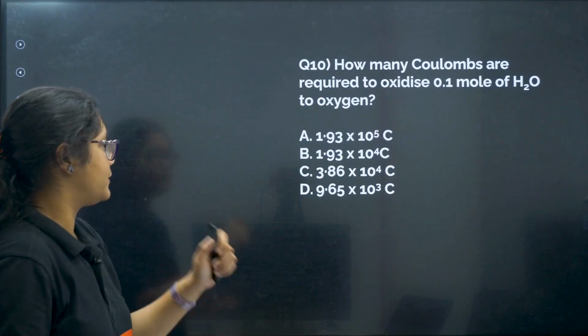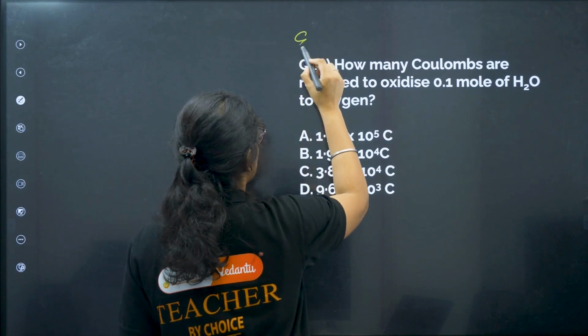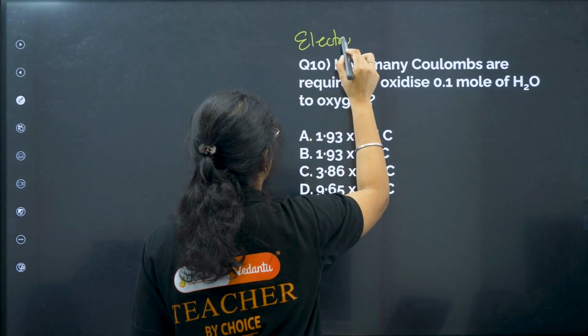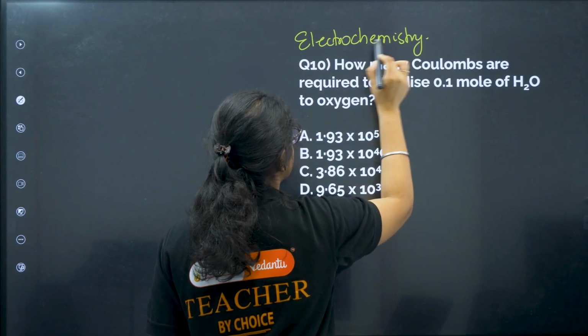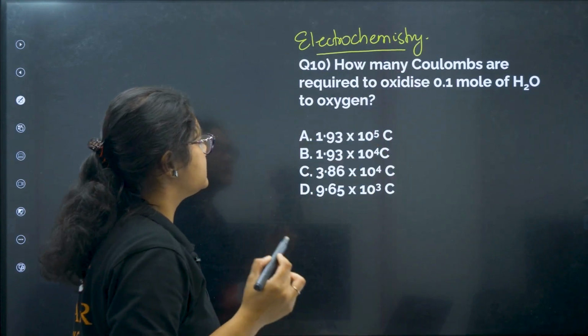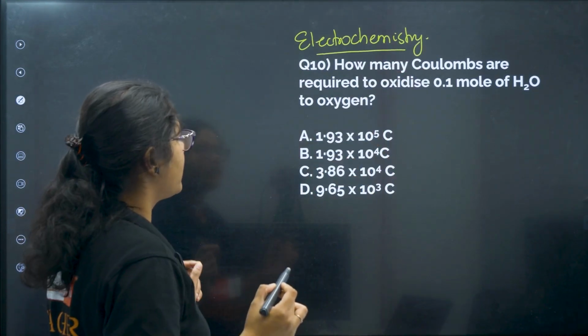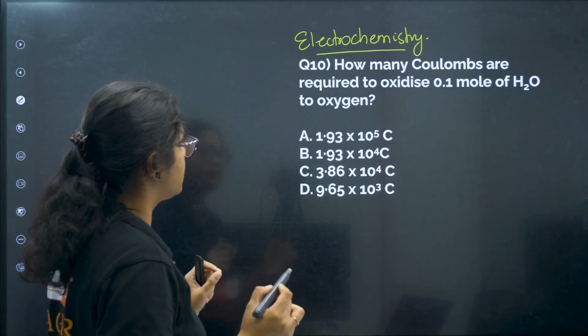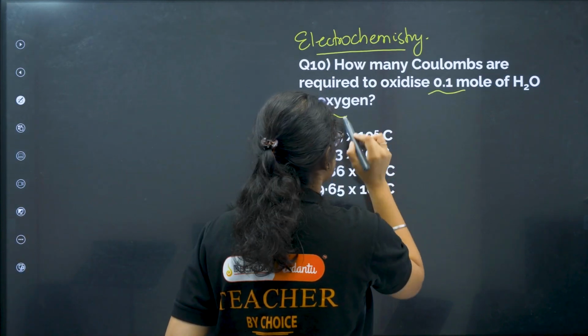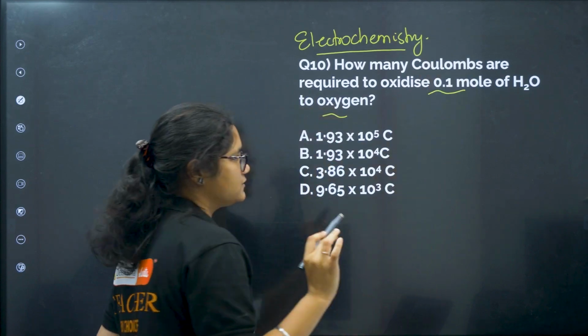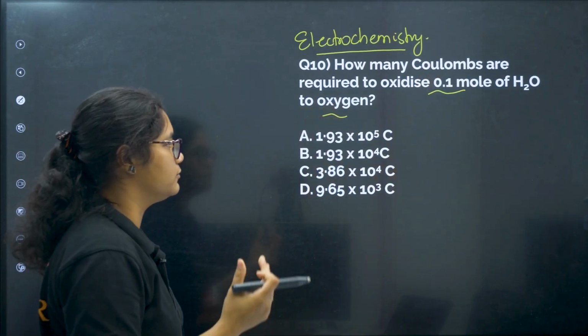Now coming to the 10th question here. We have come to the next chapter, that is electrochemistry. Let us see this question here. How many coulombs are required to oxidize 0.1 mole of water to oxygen? Now let us understand, this is again, I can say, general electrochemistry.